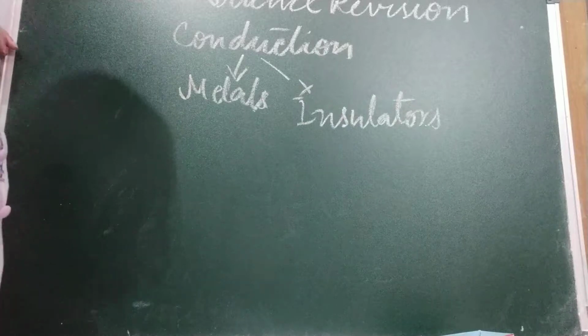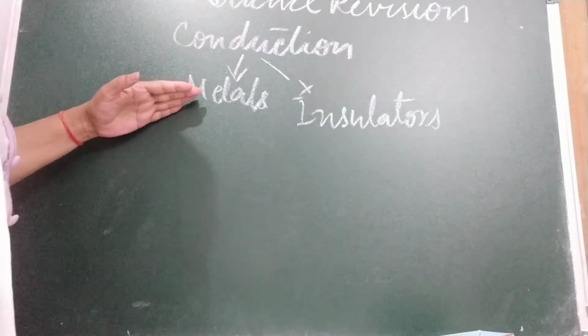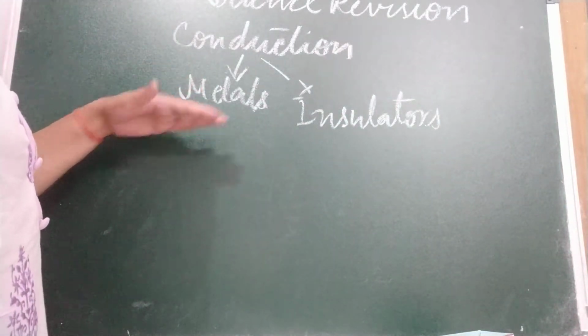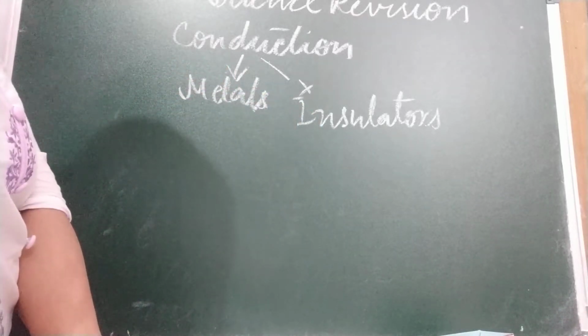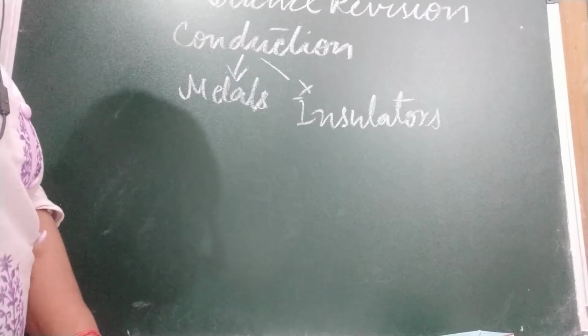Materials which allow heat to be conducted through them easily are called good conductors. Materials which do not allow heat to be conducted through them easily are called bad conductors or insulators.